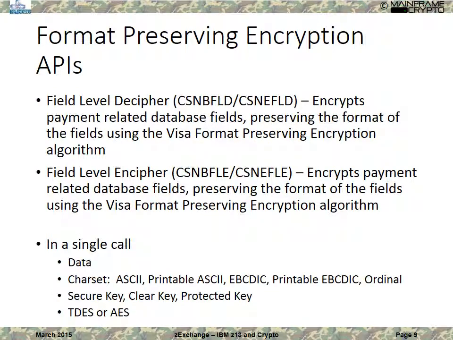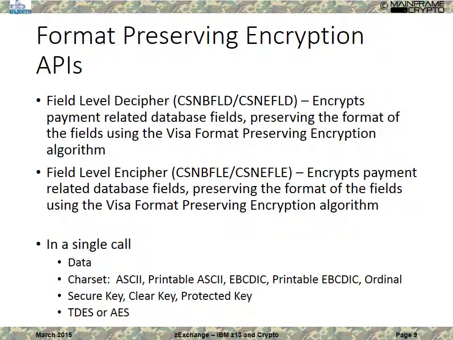There are 2 additional APIs that would typically be used to encrypt data that might be in a database. For example, if you had a credit card number that's stored in a database, you could use the field level encipher and the field level decipher to encrypt using format preserving encryption, and encrypt and decrypt that data that's going to be stored in the database. So this is not associated particularly with the card, but it might be PCI or PAN data or any other data for that matter that would be stored in the database.